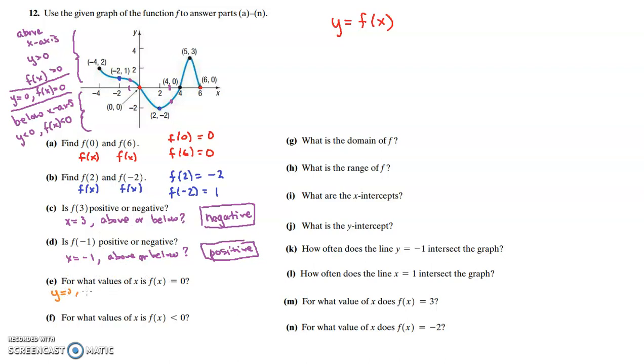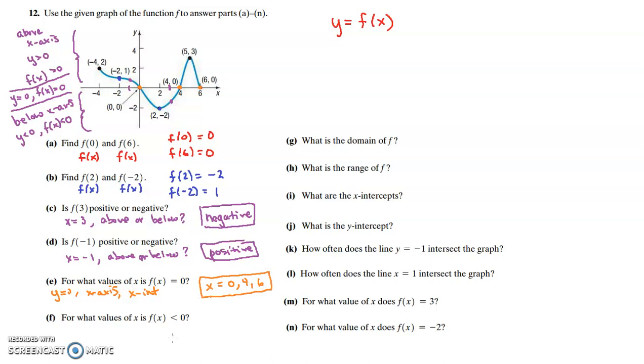F of x equals 0, y equals 0, being on the x-axis, looking for x-intercepts, all of those things mean the same. So we come along here and we see that we have 0, 4, and 6. Our x-intercepts are 0, 4, and 6. And they're asking for values of x, so I would leave it like this, not as points.